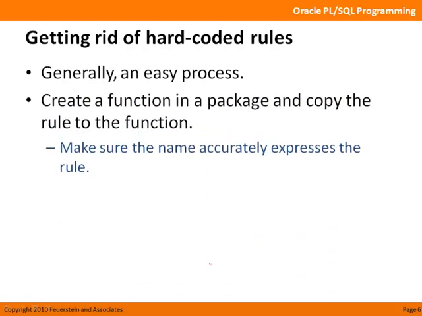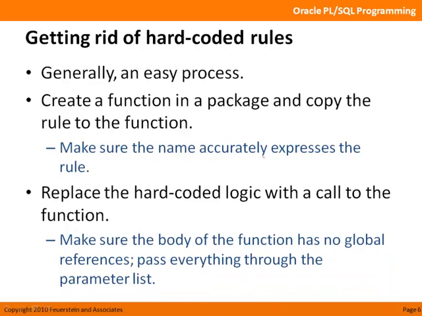So getting rid of hard-coded rules, generally speaking, is quite a straightforward process. First of all, identify the problem, identify the exposure of the rule. Then create a function, hopefully in a package. Copy the rule contents, the data, the code to the function. Make sure the name you choose for the function accurately expresses the rule. This is critical. If you come up with a bad name, people won't be able to identify the correct function that correlates to the rule. And then take out the hard-coded logic and replace it with a call to the function.